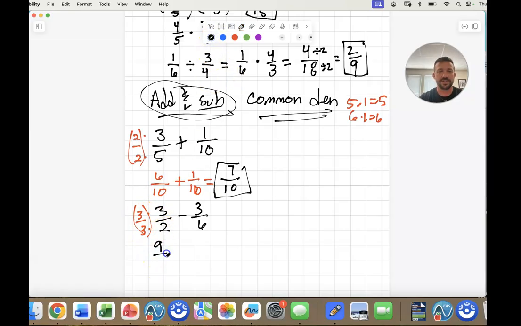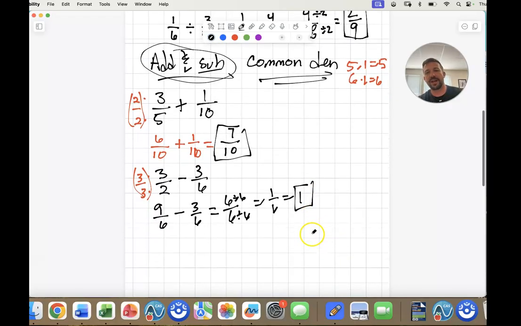3 times 2 is 6. Minus, I just keep that one, right? Now I just subtract straight across, and keep your denominator common. Okay, 9 minus 3 is 6. Okay, 6 divided by 6, what is that? Well, they're both divisible by 6, right? So if you divide each one of them by 6, that just makes 1 over 1, which is just 1.